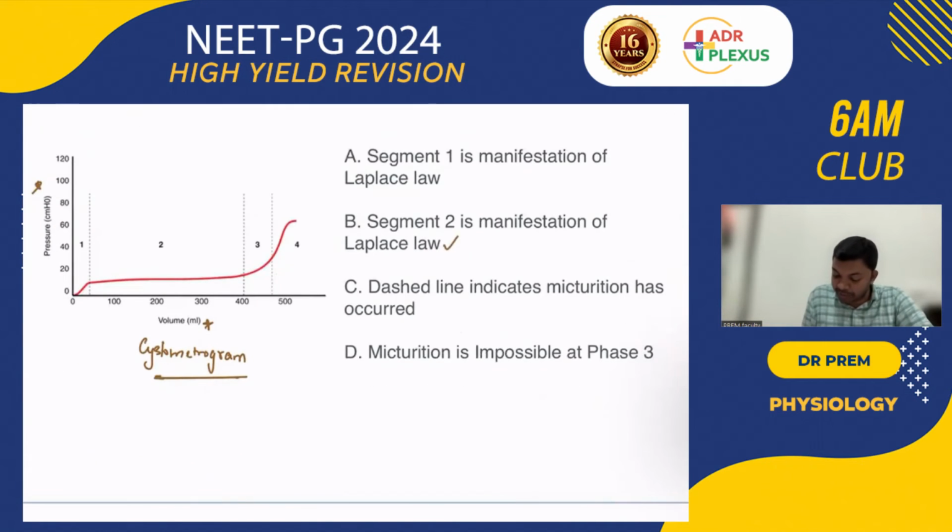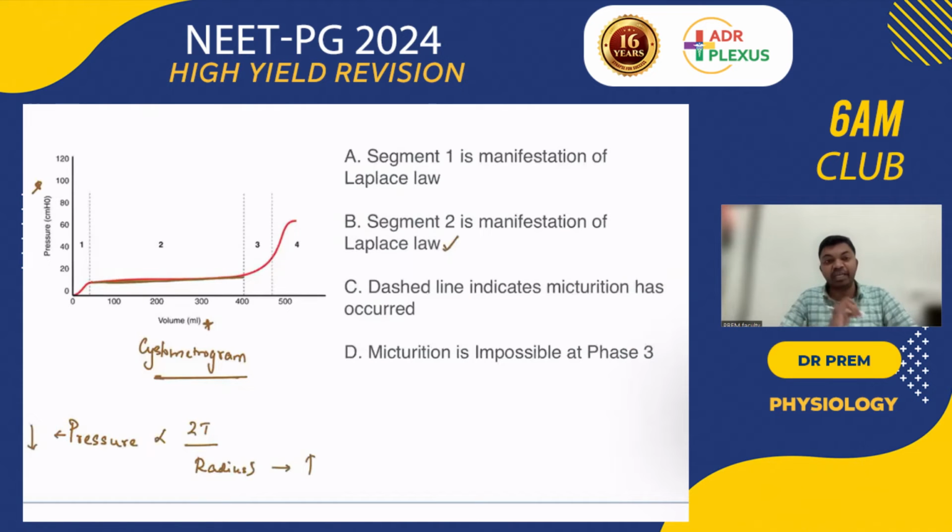Here Laplace law says the pressure inside a hollow viscus is directly related to 2 times the wall tension and inversely related to radius. So obviously with the bladder getting expanded, as the smooth muscle relaxes, the pressure is going to decrease. So as the radius increases, the wall tension is adjusted and the pressure is kept constant all throughout phase 2. And option B is the right answer for this question. Very good, doctors.